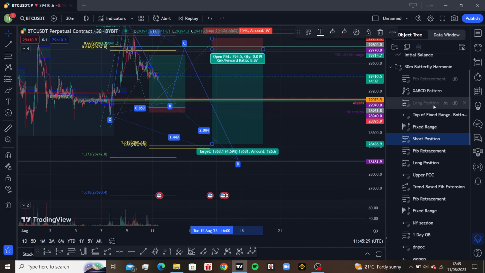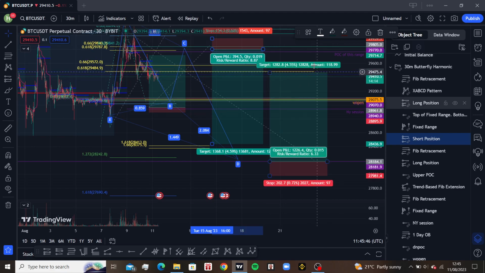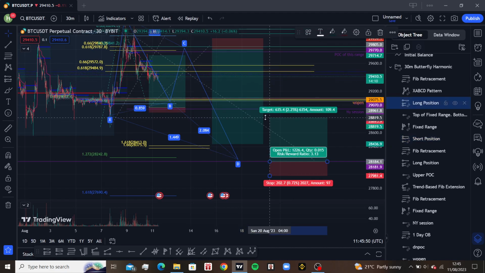So after this, we're going to expect a reversal from our point D. So what we do is we take a fib retracement from our point C to our point D, like so. And then this will be our target. Our ultimate target would be here. Our initial target will be the X, B, and then the CC. So you will take profits as it goes up.